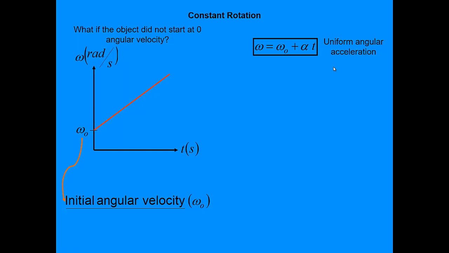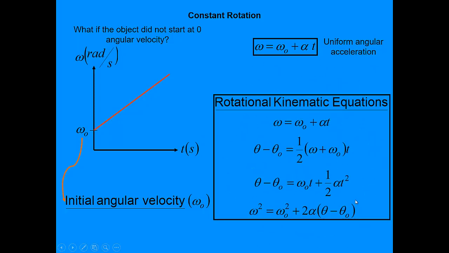Now, if you're following this, and especially if you're putting this into context with the linear analogy, you're probably saying, oh, that looks a lot like the first kinematic equation, v equals v sub o plus at. And it is, really. It's just a rotational kinematic equation. And I'm not going to redo the math, but if we looked at the areas under the curve here and did some other things, we could come up with a set of 4 equations which describe uniform angular acceleration. And those are the rotational kinematic equations.